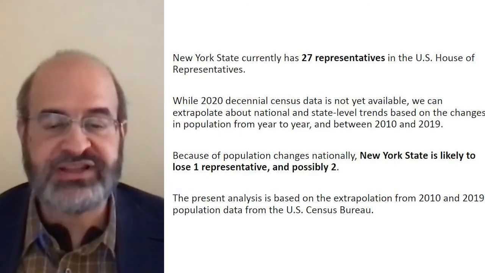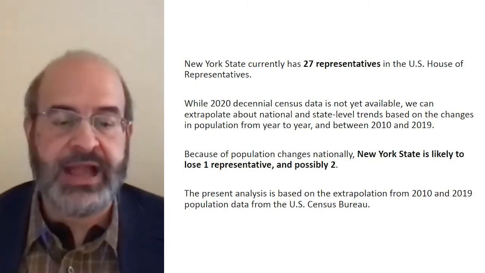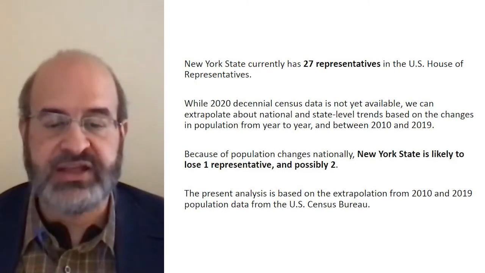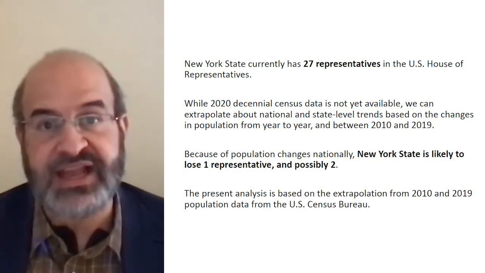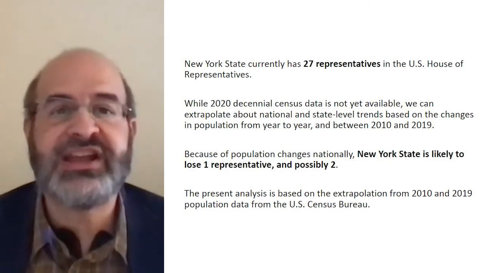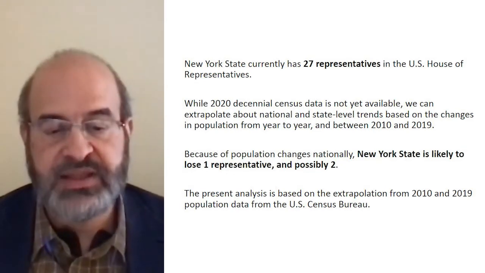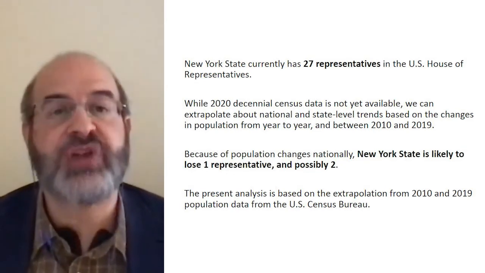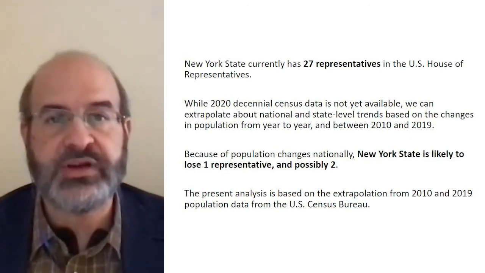While the 2020 decennial census data is not yet available, we can extrapolate about national and state level trends based on the changes in population from year to year and between 2010 and 2019. Because of the population changes nationally, New York State is likely to lose one representative and possibly two. The present analysis is based on the extrapolation from 2010 and 2019 population data from the US Census Bureau.